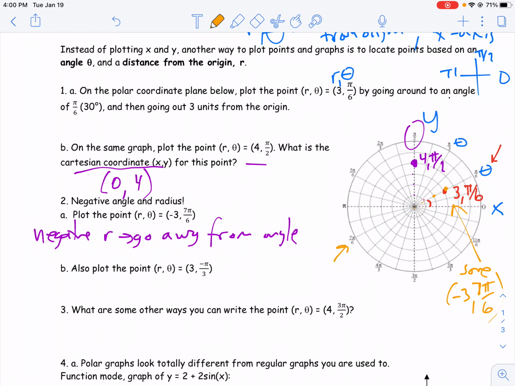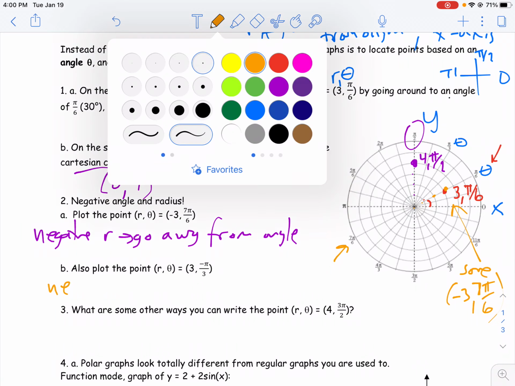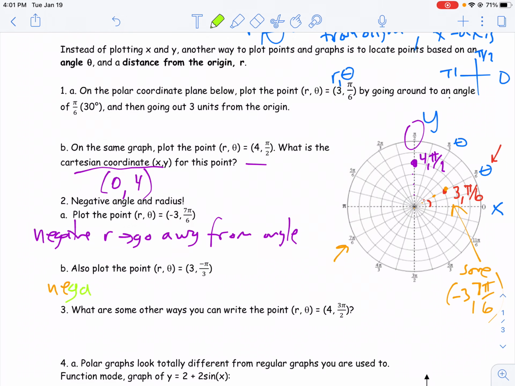So you could go out to pi over 6 and go out 3 units, or you could go around to 7 pi over 6 and go backwards, that's that negative 3 units. Okay, and then if you have a negative angle, of course that just means go backwards until you get to the angle.